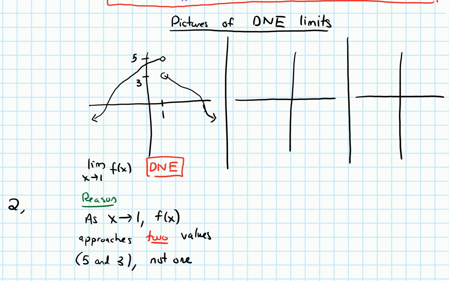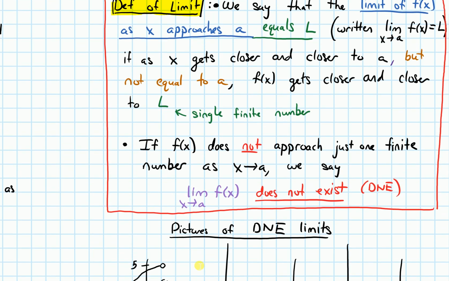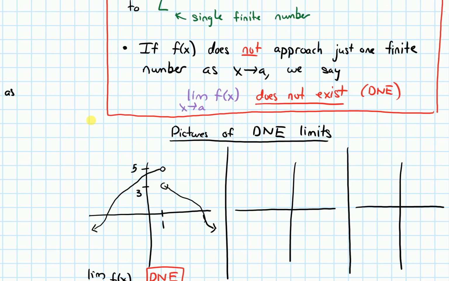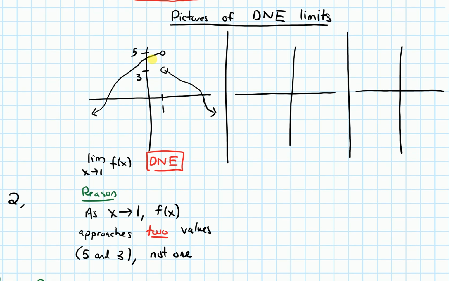And that's bad, because the definition of a limit being equal to a number says that f of x needs to get closer and closer to L, where L is just a single finite number. Okay, so that's why this limit doesn't exist in this picture. The y values seem to be getting close to 2 different numbers, 5 and 3. Okay, what's another way a limit could not exist?